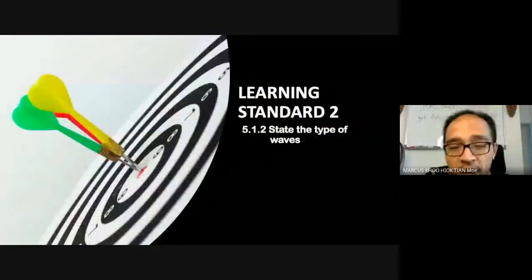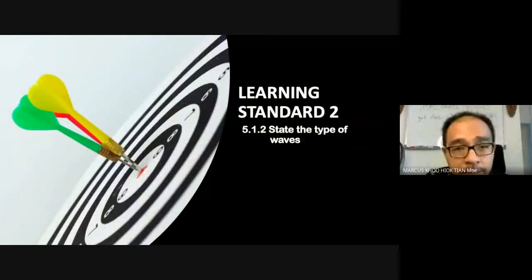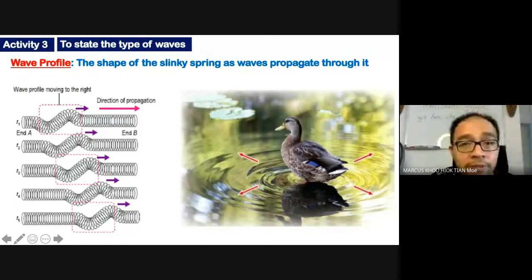All right, let's move on to the types of waves. So we find that in order to understand the types of waves, we need to understand the meaning of the wave profile. Okay, we see a lot of words here. So the wave profile is the shape of the slinky spring as the waves propagate through it. Okay, the shape of the wave is called the wave profile. So in a slinky spring it is this. Okay, in a water wave, it's going up and down, going up and down.